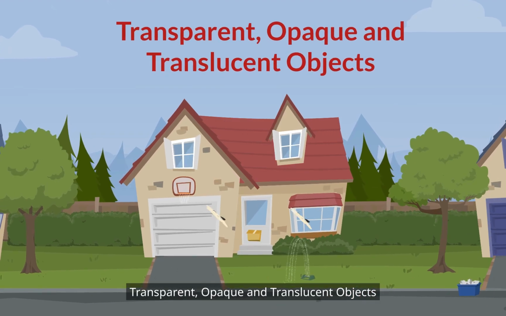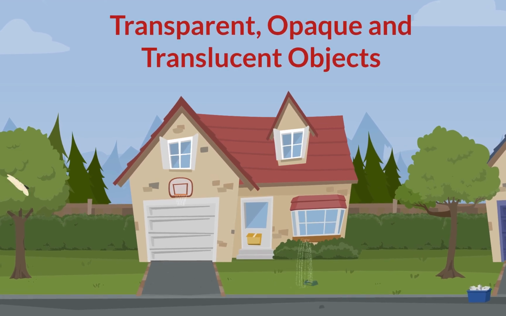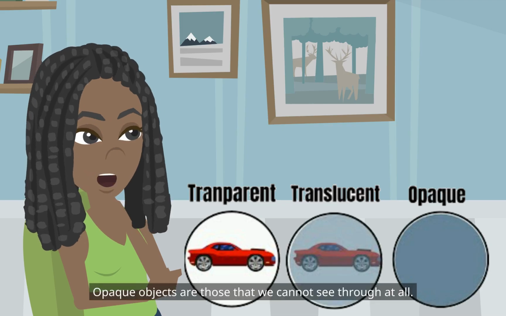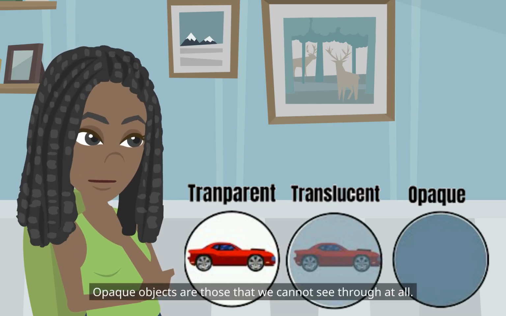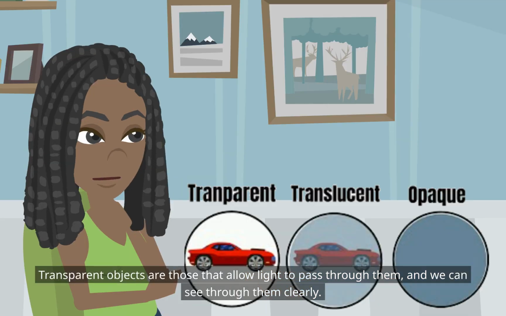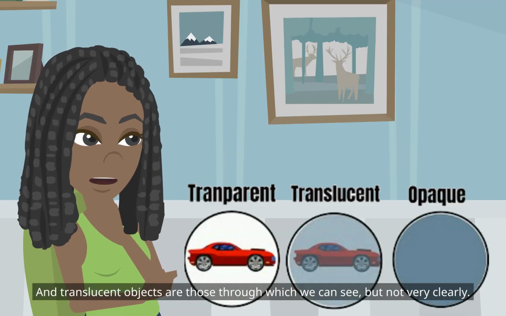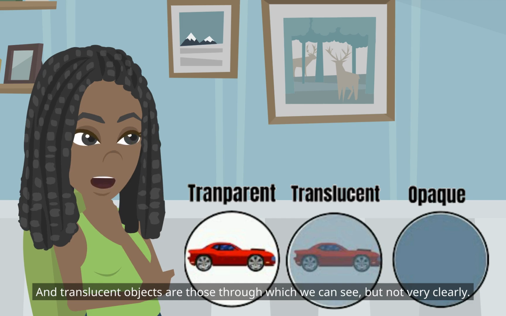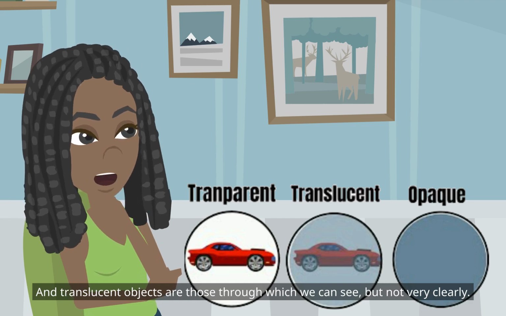Transparent, opaque, and translucent objects. Opaque objects are those that we cannot see through at all. Transparent objects are those that allow light to pass through them, and we can see through them clearly. And translucent objects are those through which we can see, but not very clearly.